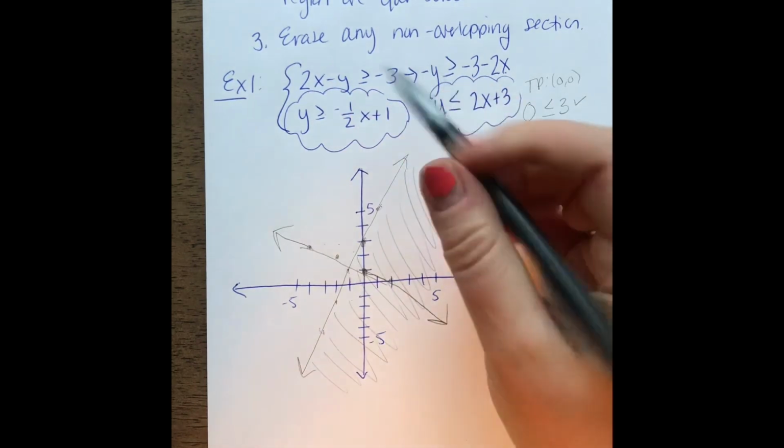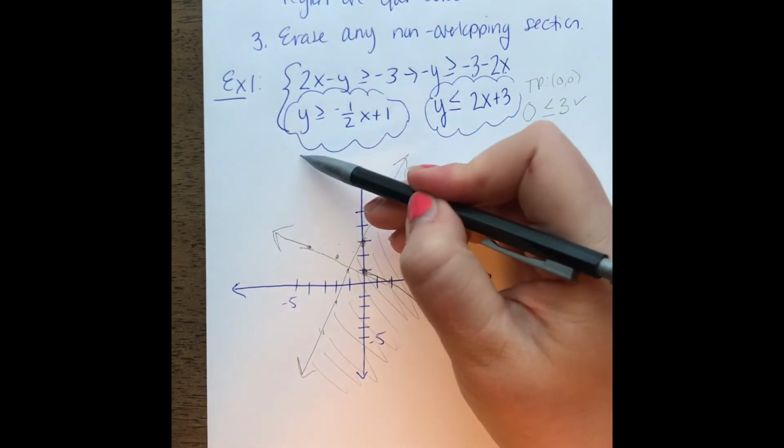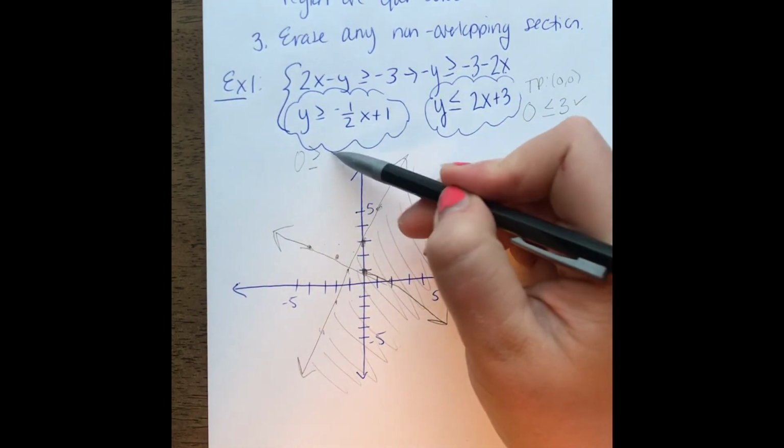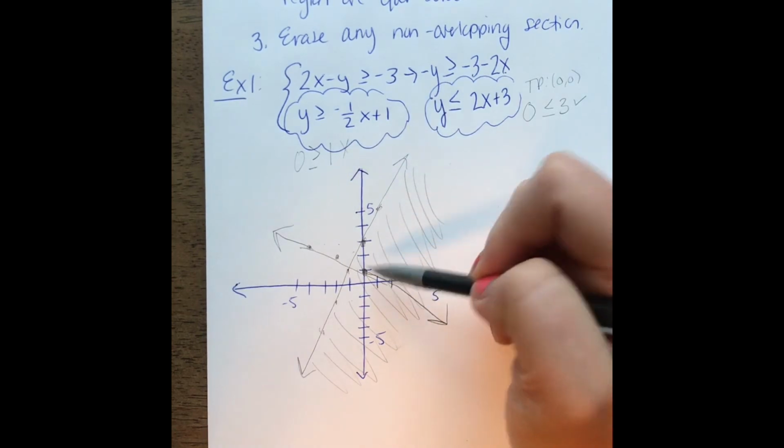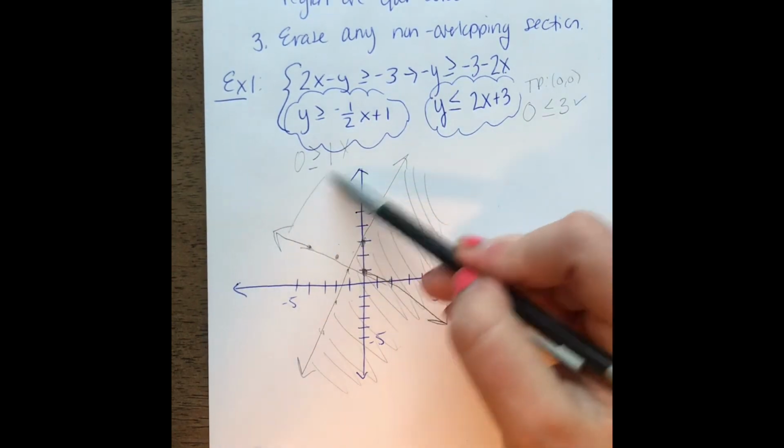And again, you have to do a test point. My test point is 0, 0, and I would be left with 0 is greater than or equal to 1, which is not true, so we're going to shade on the other side.